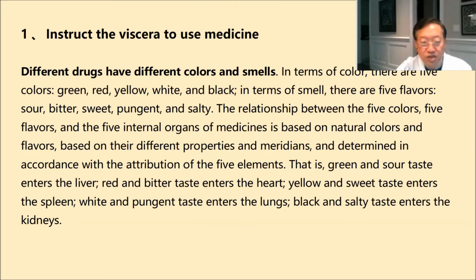The relationship between the five colors, five flavors, and five internal organs of medicines is based on the natural colors and flavors and their different properties and meridians, and determined in accordance with the attribution of the five elements. That is, green and sour taste enters the liver, red and bitter taste enters the heart, yellow and sweet taste enters the spleen, white and pungent taste enters the lung, black and salty taste enters the kidneys.